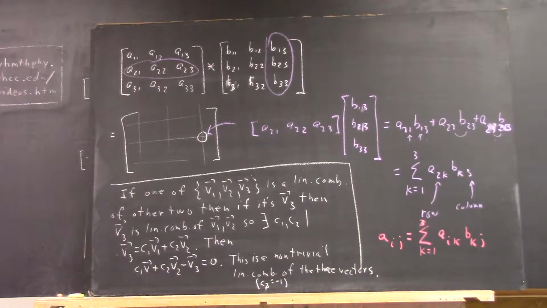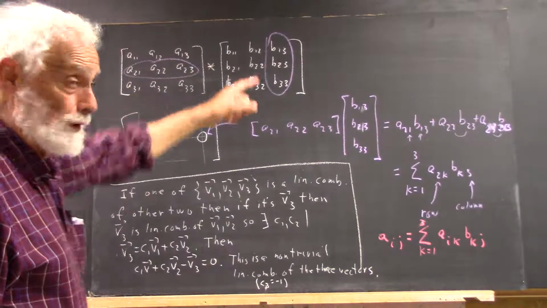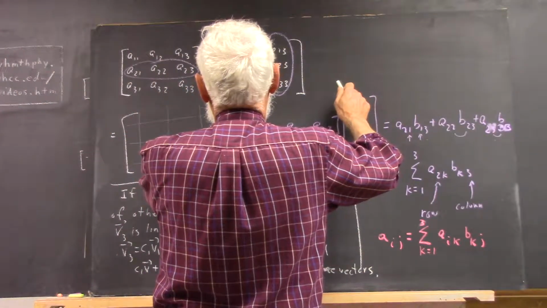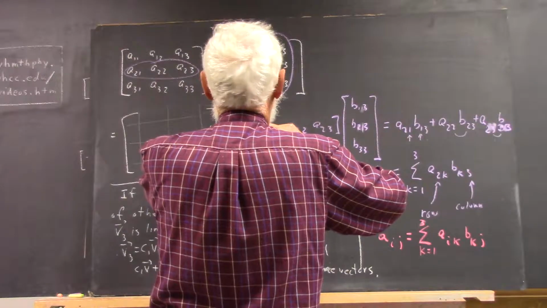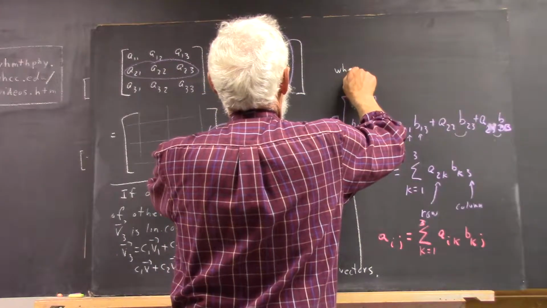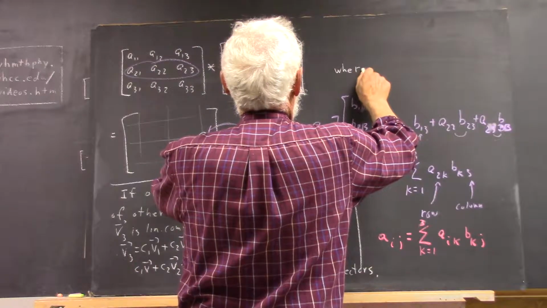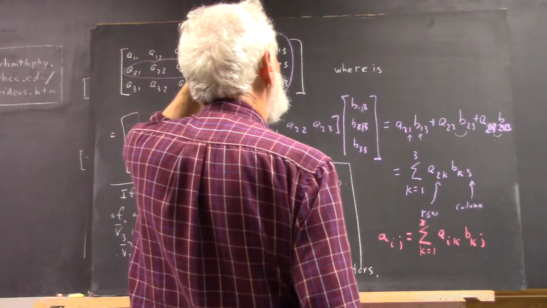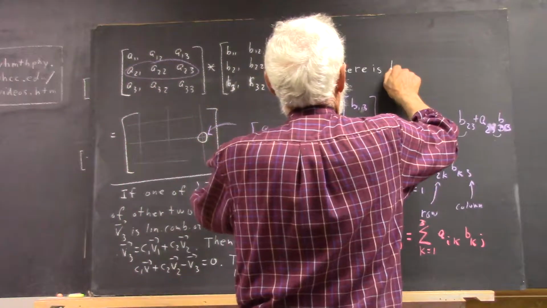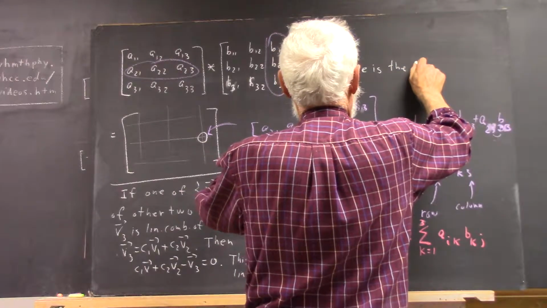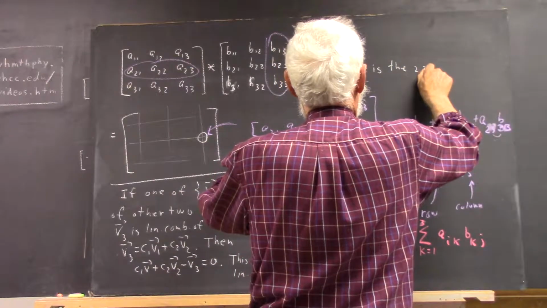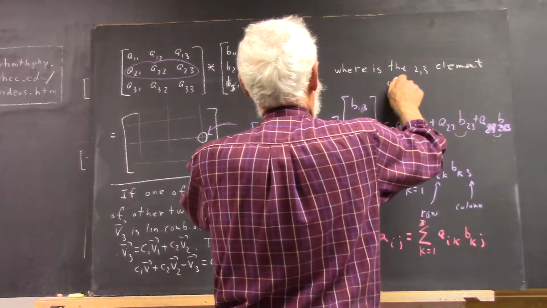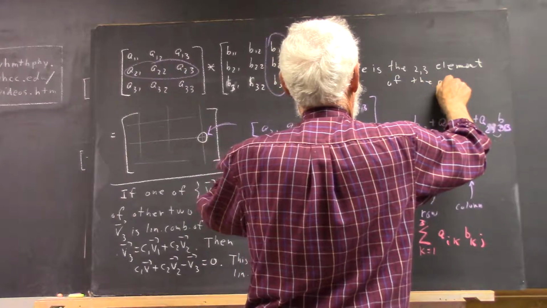Now the question was, if we have these two matrices, where is the 2-3 element of the product?